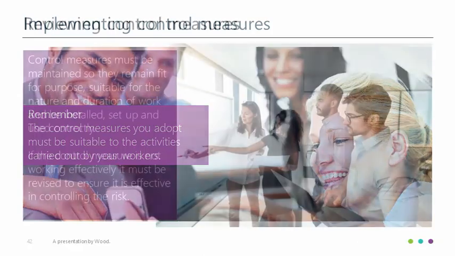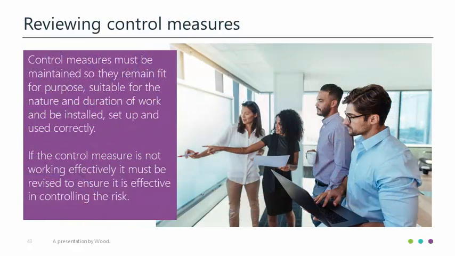And finally, review your control measures to not only ensure they are appropriate and effective, but that they also don't need to be amended. Control measures must be maintained so they remain fit for purpose, suitable for the nature and duration of the work, and be installed, set up and used correctly. If the control measure is not working effectively, it must be revised to ensure it is effective in controlling the risk.